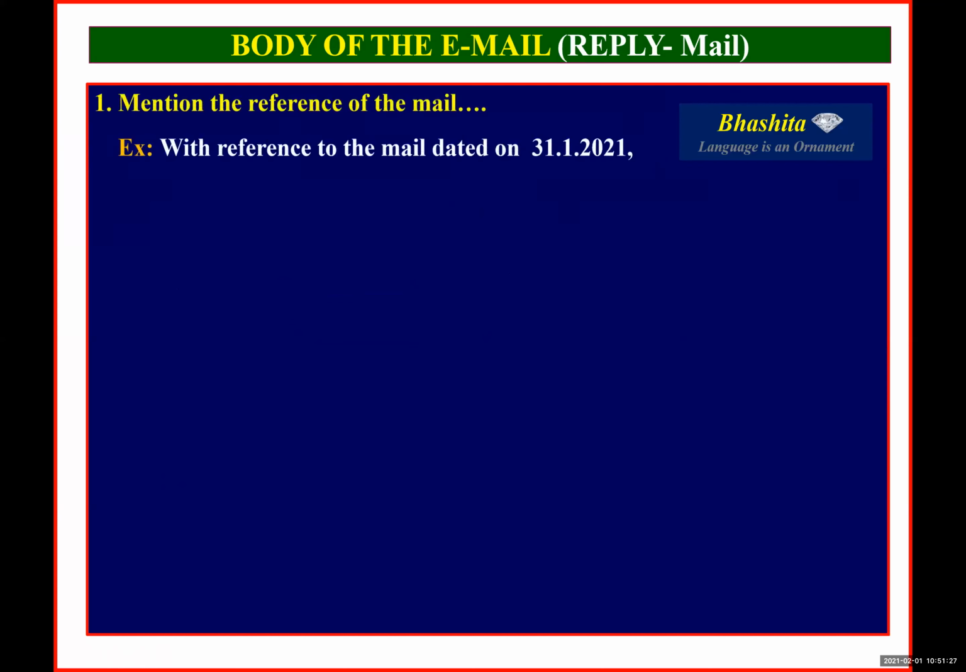Observe carefully how to give the reference. What is the expression I have used to start the email? "With reference to." This is a starting expression I am using to start the email. With reference to the mail. When did I receive that mail? I have received that mail on 31/1/2021. I am mentioning the date. If you want to be more specific, you can also mention the time. With reference to the mail dated 31/1/2021 at 10:30 p.m.